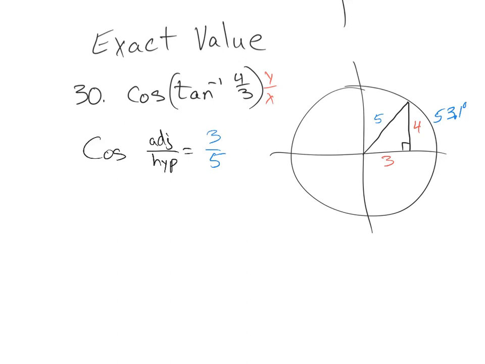Is it exactly on your calculator or is it rounded? It's 0.60. The point is, you've been taught how to find exact values. Your calculator can only get close. Okay?